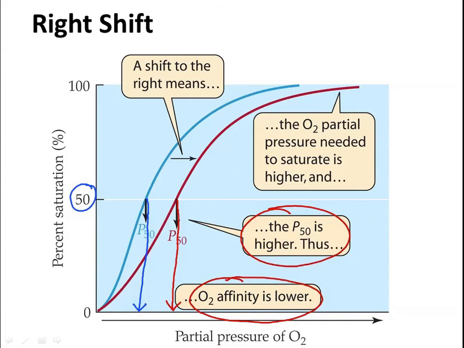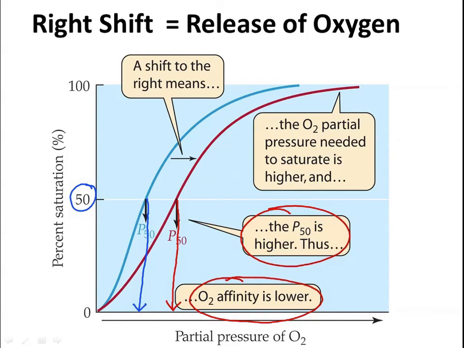And if the affinity is lower, that means that hemoglobin will more easily release oxygen to the tissues. So here's a study tip for you. R is for right and R is for release, because a right-shifted curve occurs in conditions that favor the release of oxygen.